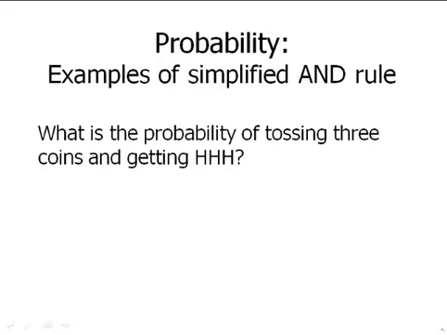First of all, what is the probability of tossing 3 coins and getting heads, heads, heads? Well, first of all, notice that the 3 coins are independent. Whatever happens to one coin is going to have no influence on another coin. So we have 3 independent events. Probability is 1/2 for getting heads in one case, 1/2, 1/2. And so the 3 1/2s just get multiplied for a probability of 1/8. 1/8 is the probability of tossing 3 heads.